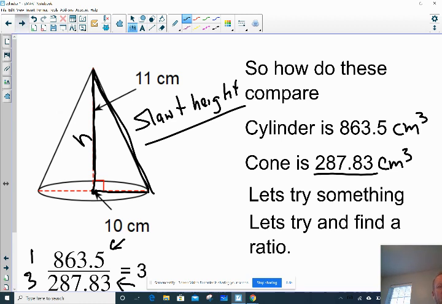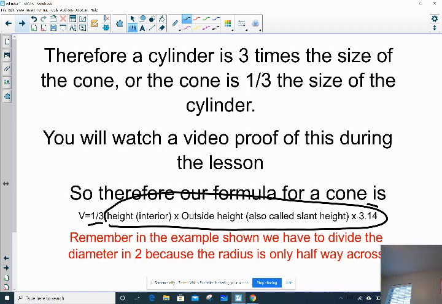So let's go back to the last segment so that we can look at it. We have 1/3 the interior height. We do not use the slant height. I put that on there thinking that I was looking at it right, but I didn't. That's not right. It is times the radius squared times 3.14. I just wanted to see the difference between the slant height and the height. We always use the interior height. Remember, in the example shown, we have to divide the diameter by 2 because the radius is only halfway across.